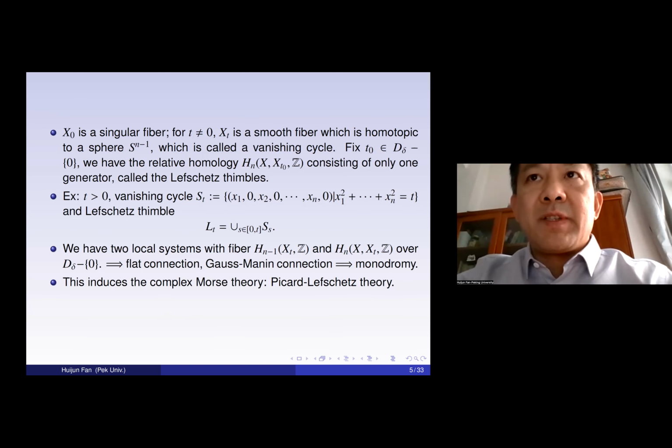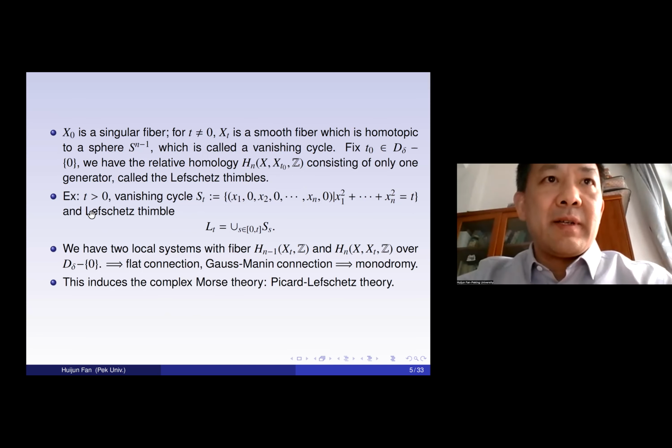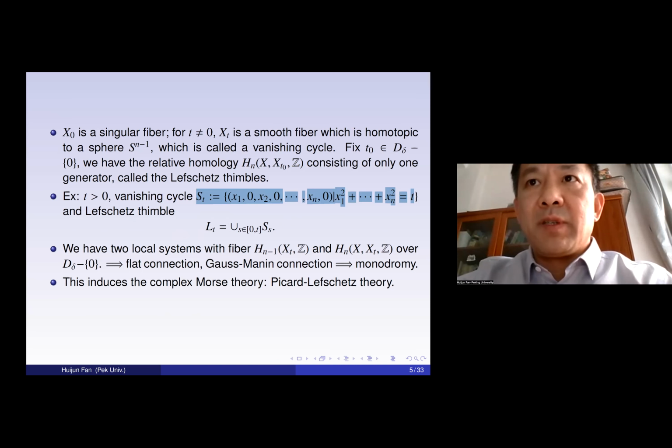Well, we can fix a point t_0 in the small disk D_delta minus 0. We have the relative homology H_n of X relative to the fiber X_{t_0} with coefficients in Z. This relative homology consists of only one generator, called the Lefschetz thimble. For example, we can take a parameter t greater than 0 and consider the vanishing cycle S_t in the fiber f inverse of t. So the vanishing cycle has the following expression.